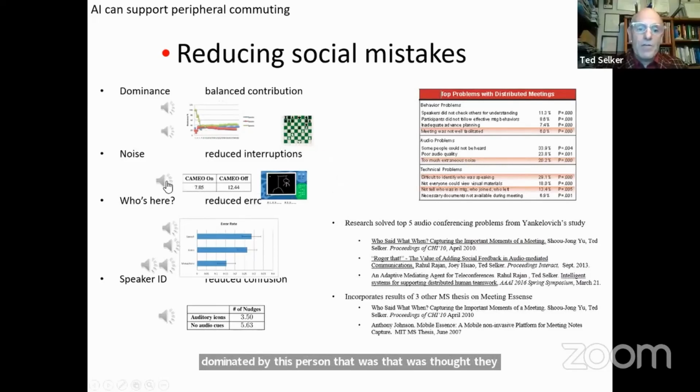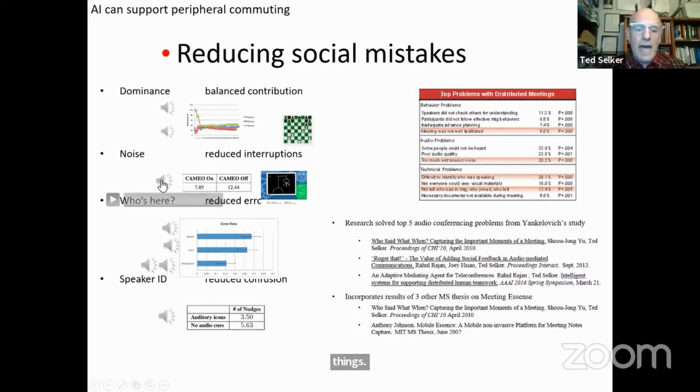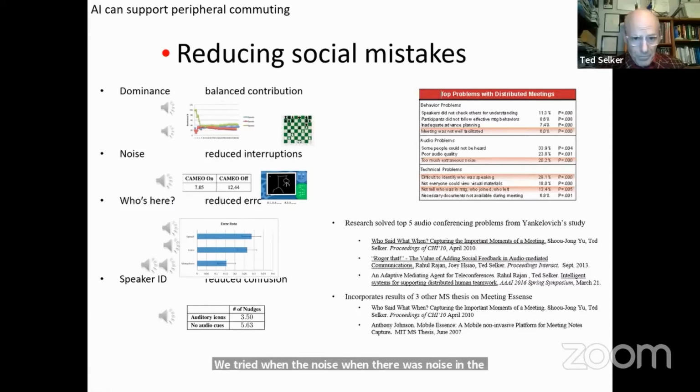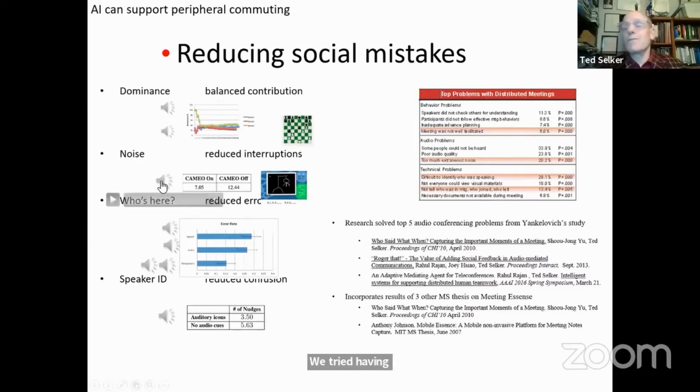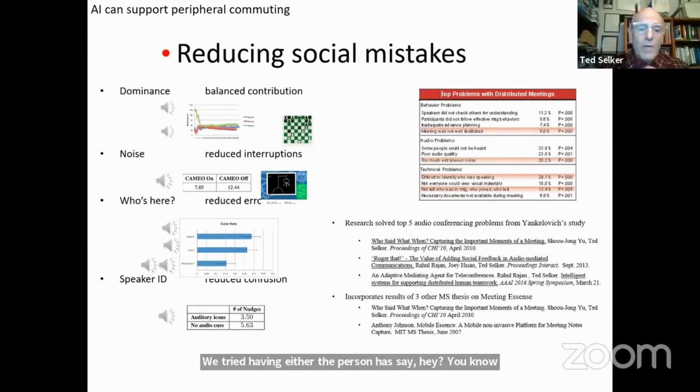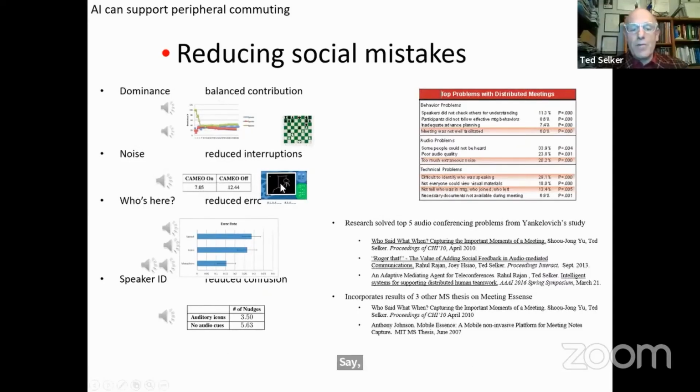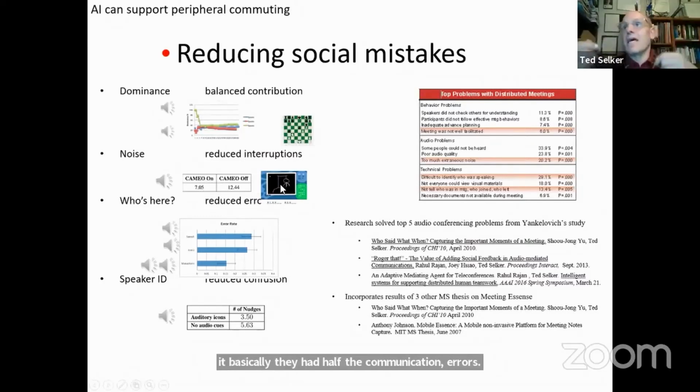We tried other things. When there was noise in the background, we tried having either the person say, hey, could you turn down the microphone? Or we had the computer say it. And when the computer said noisy, instead of having a person say it, basically they had half the communication errors. This is in a game where they were supposed to be playing hangman and deciding what letter to put next in the hangman.